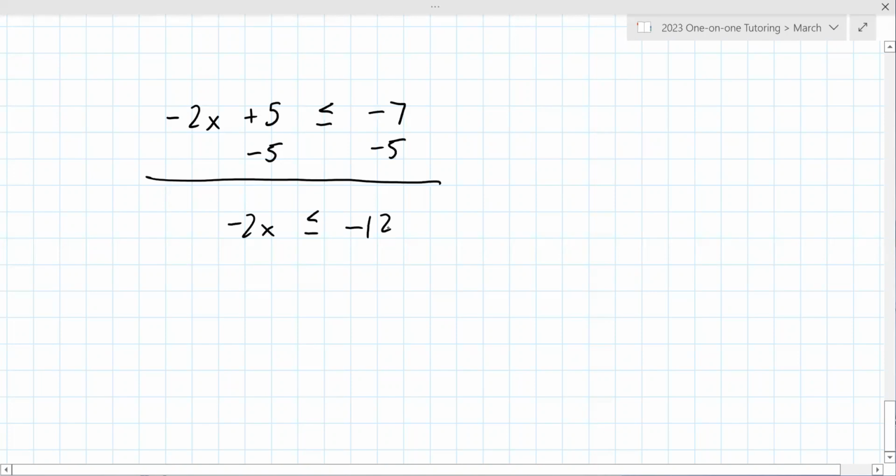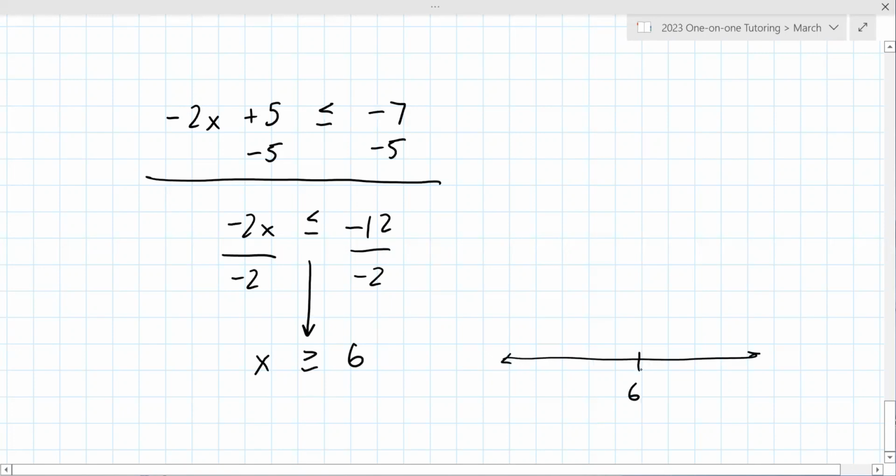And then you would divide by -2, sorry. You have to be very specific here. And yes, it does change the inequality. I recommend doing that right away rather than waiting. Okay. And then you would put that on a number line. Yes. Which I'm sure you know how to do by this time. You go to 6, filled in bubble, and then go right.